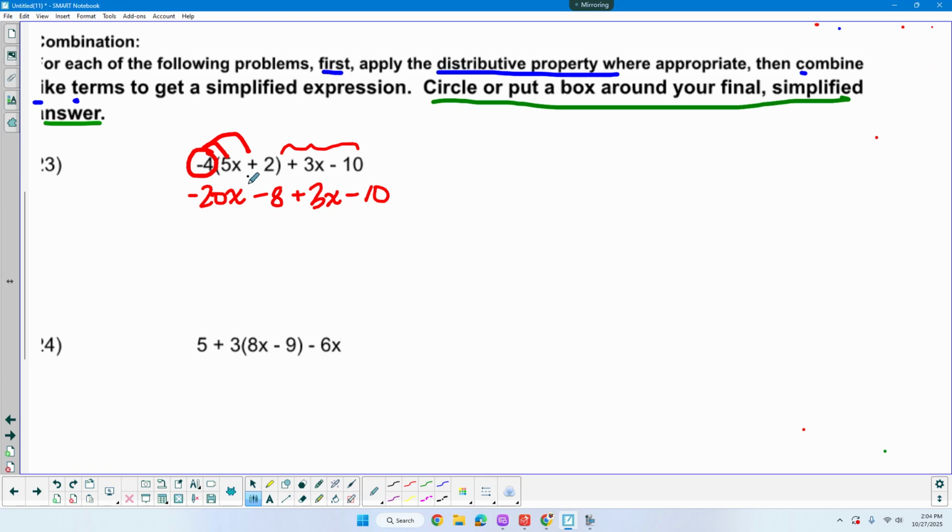Let's chop that up. Chop to the left of the sign. And then let's combine like terms. Negative 20x plus 3x is negative 17x. Negative 8 minus 10 more puts you at negative 18. And remember, I'm not done yet. I need to circle or put a box around this.